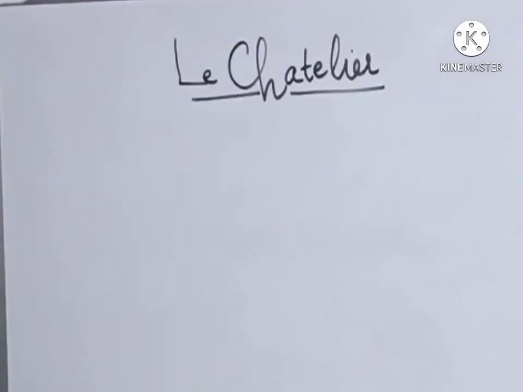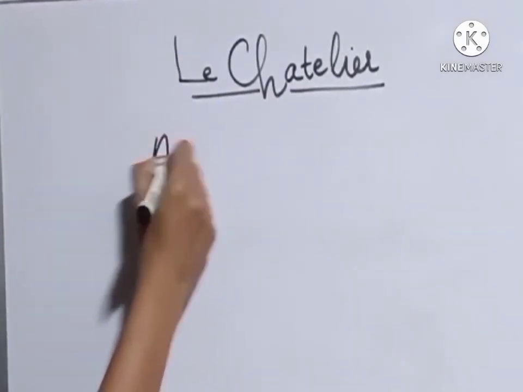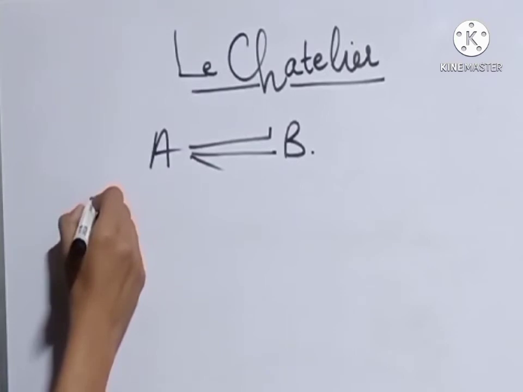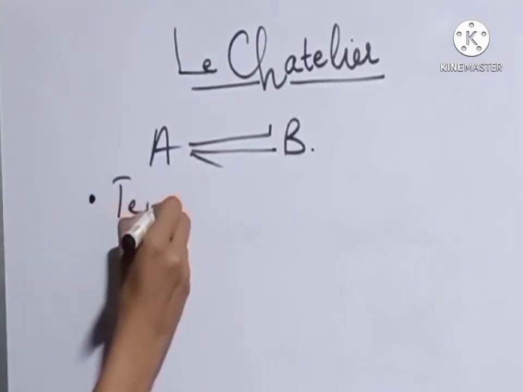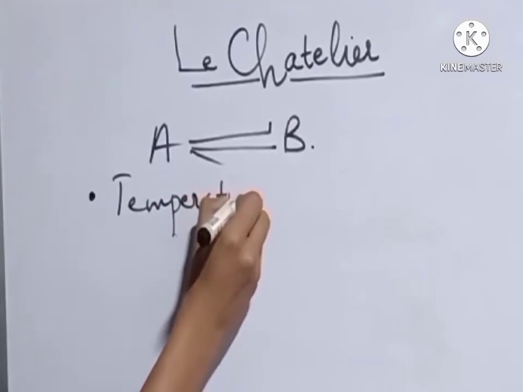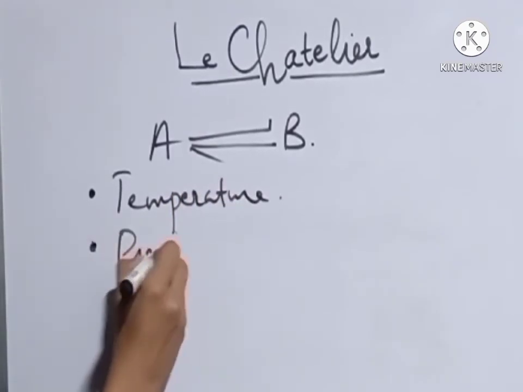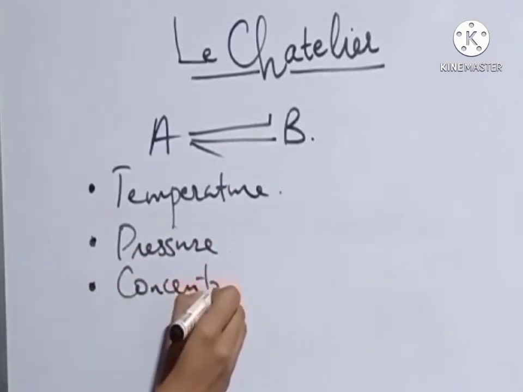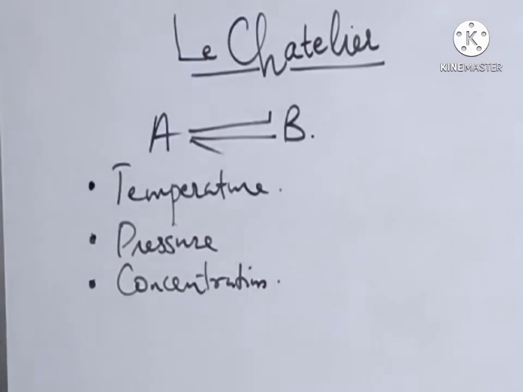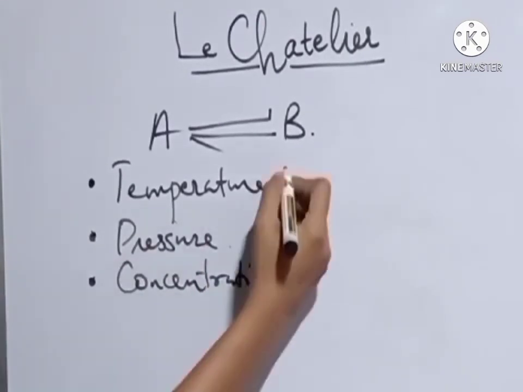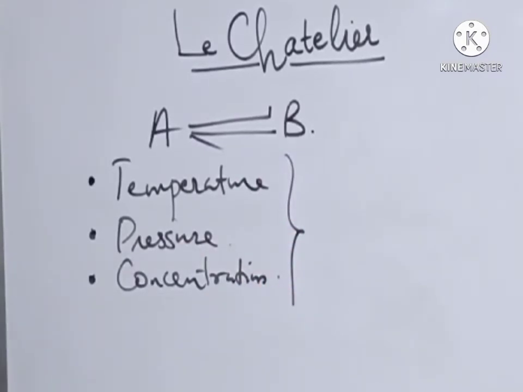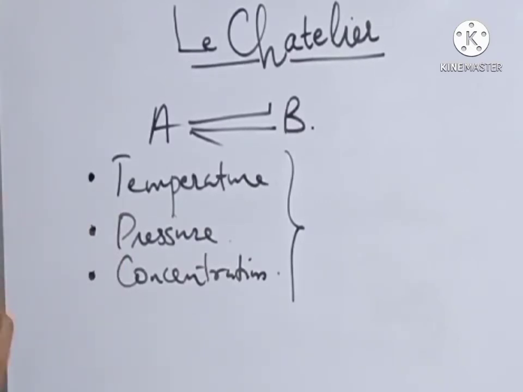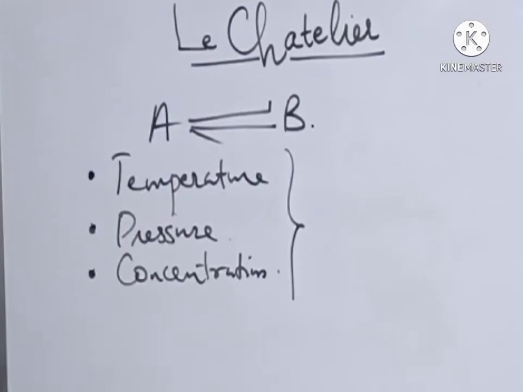Le Chatelier principle. When we talk about an equilibrium reaction, the factors which influence this type of reaction are: first one is temperature, then pressure, concentration, etc. The equilibrium condition depends on these three factors to a large extent. So what happens when these factors change? And Le Chatelier principle explains this.